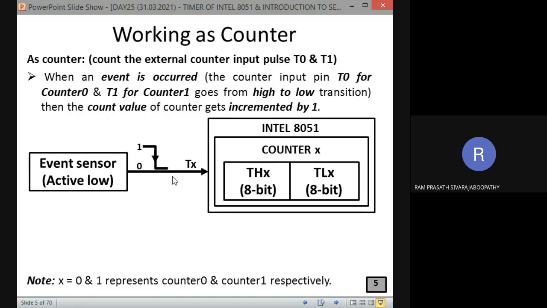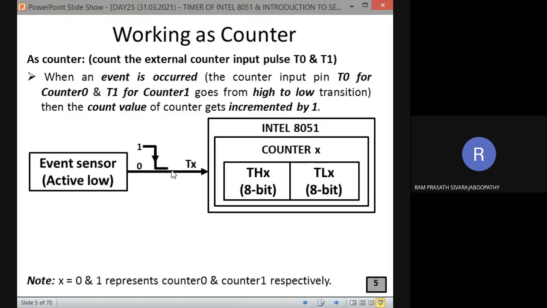So for this purpose, we are using the port 3 pins. I hope you people know it very well. Two pins of port 3 are used as counter input 0 and counter input 1. When you are configuring this timer or counter as counter, the incrementing operation depends on the count input.